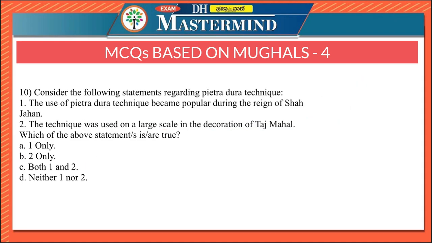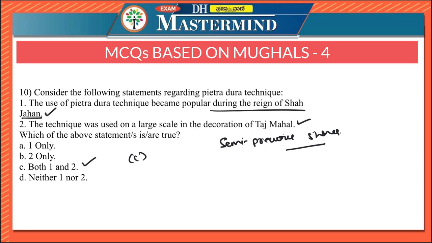Last question for the day is, consider the following statements regarding Pietra Dura technique. The use of Pietra Dura technique became popular during the reign of Shah Jahan. The technique was used on a large scale in the decoration of Taj Mahal. Both the statements are correct. Therefore, the right option is option C, both 1 and 2. What is Pietra Dura? Pietra Dura is a mosaic work. It is a pictorial mosaic work using semi-precious stones. This particular technique became popular during the rule of Shah Jahan, and this can be seen on a large scale in the decoration of Taj Mahal.